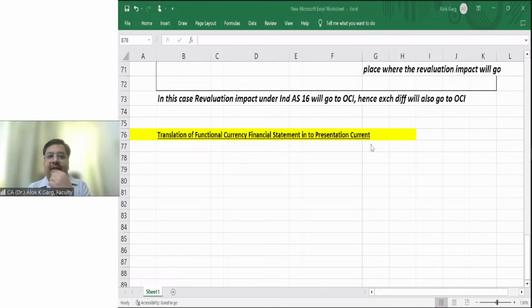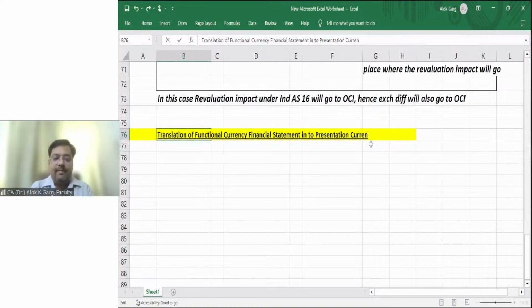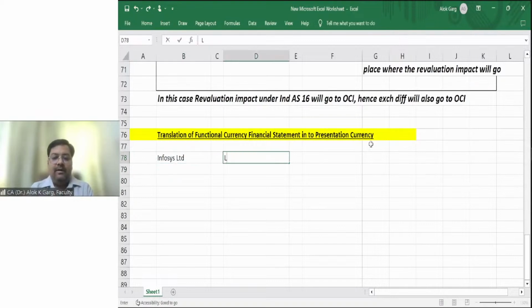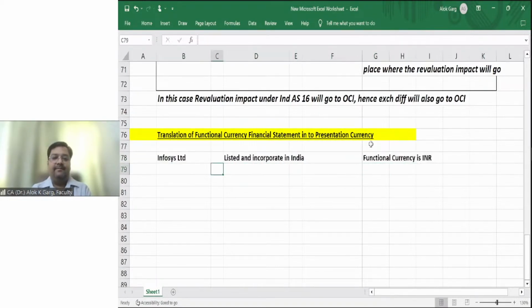So, translation of an entity's financial statement from functional currency to presentation currency. Then what is that? For example, Infosys Limited, listed and incorporated in India, right? The functional currency is INR. Okay.